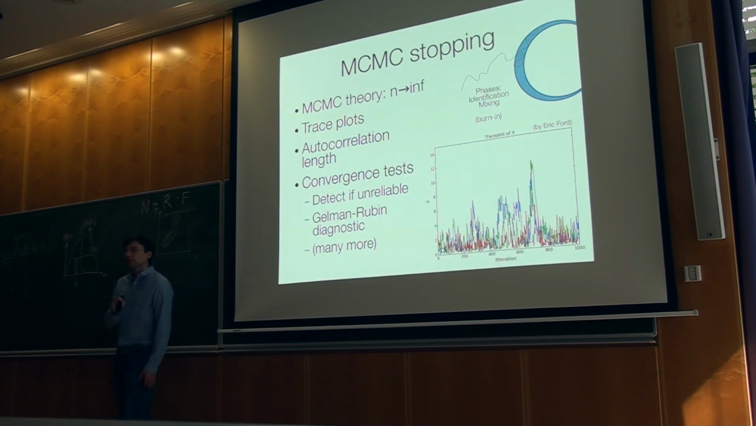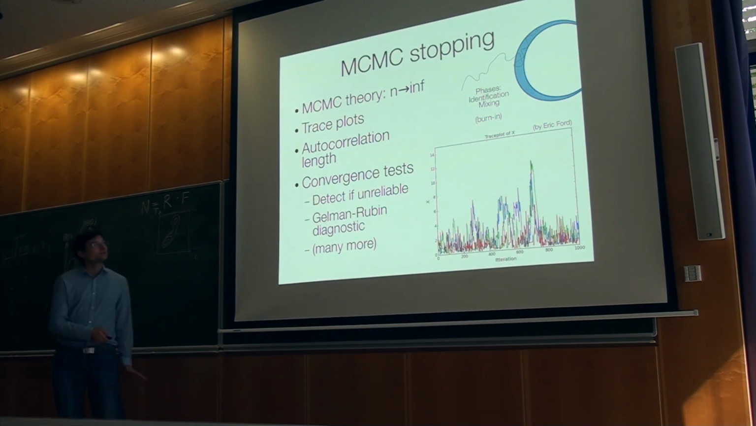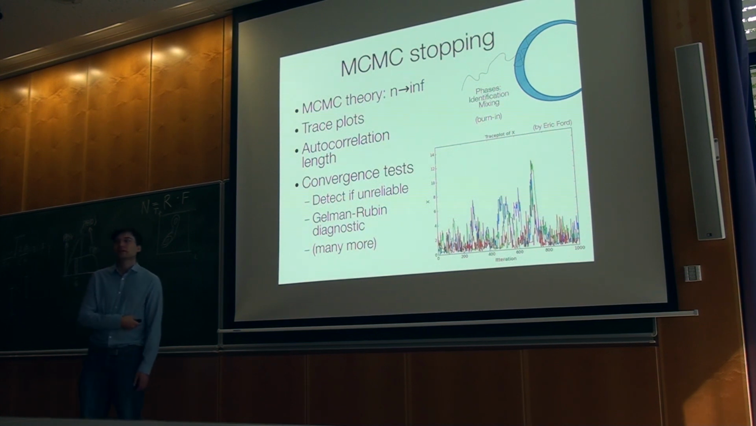But this is just the visual diagnostics so far. More quantitative diagnostics are the convergence tests, which you have to do if you use MCMC. Otherwise you don't know if you have already converged. The convergence test can only detect if the chain is unreliable, but it cannot prove that it's reliable. If the convergence test says okay, it just means it did not detect a problem.